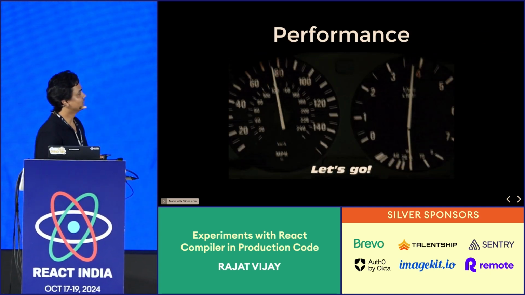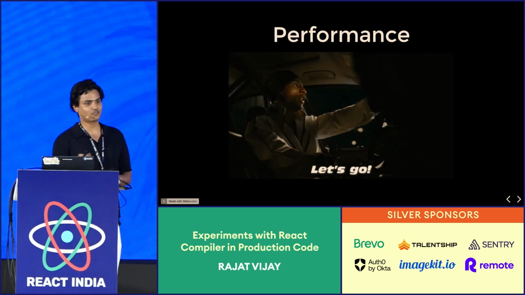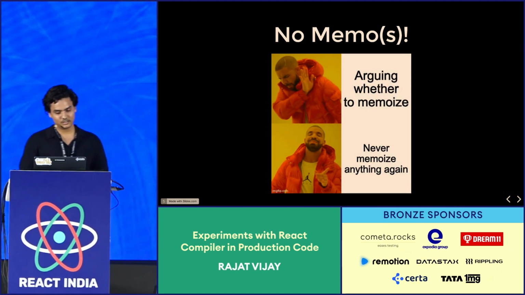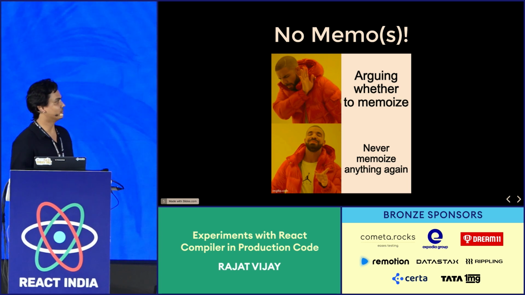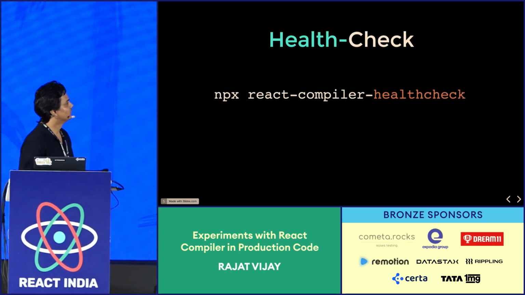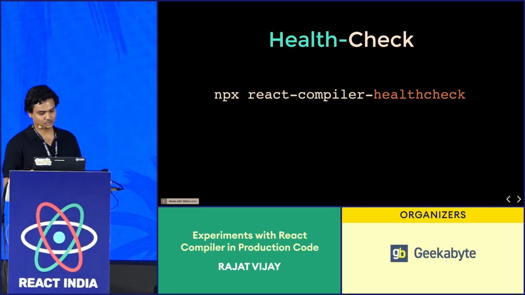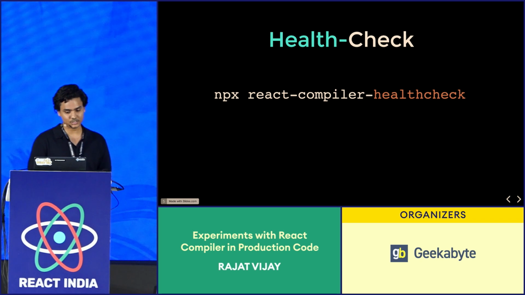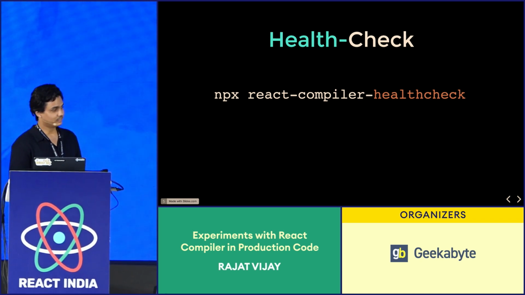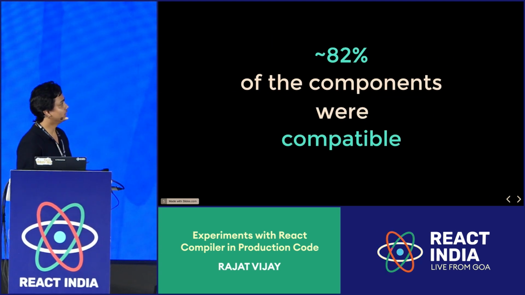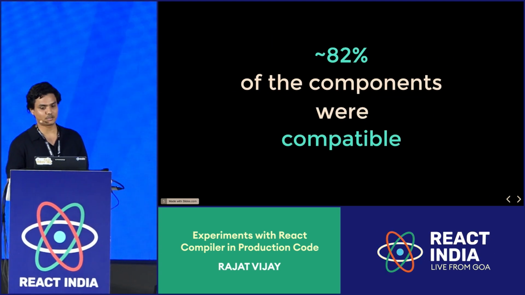First, this will make my app lightning fast. I will never have to do anything about performance again. Second, I will never have to memoize anything ever again. So we opened a terminal and started integrating React compiler. The first thing we did was start the health check. The health check is supposed to tell you how many components that you have are compatible with the React compiler. And it turns out 82% of our components were compatible.